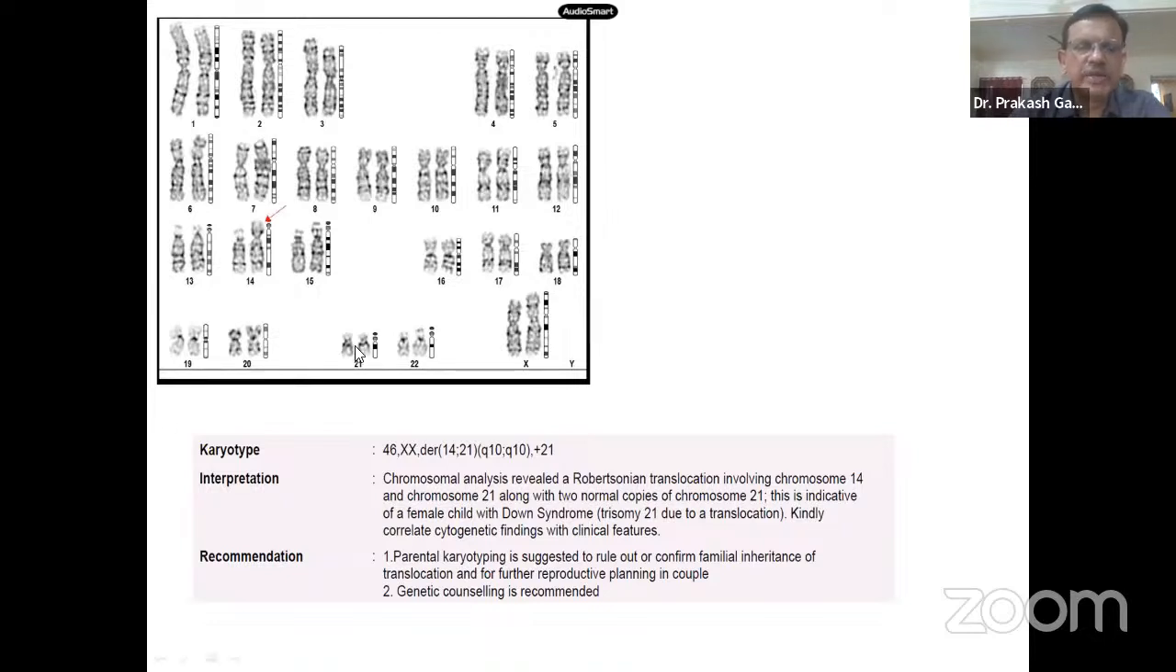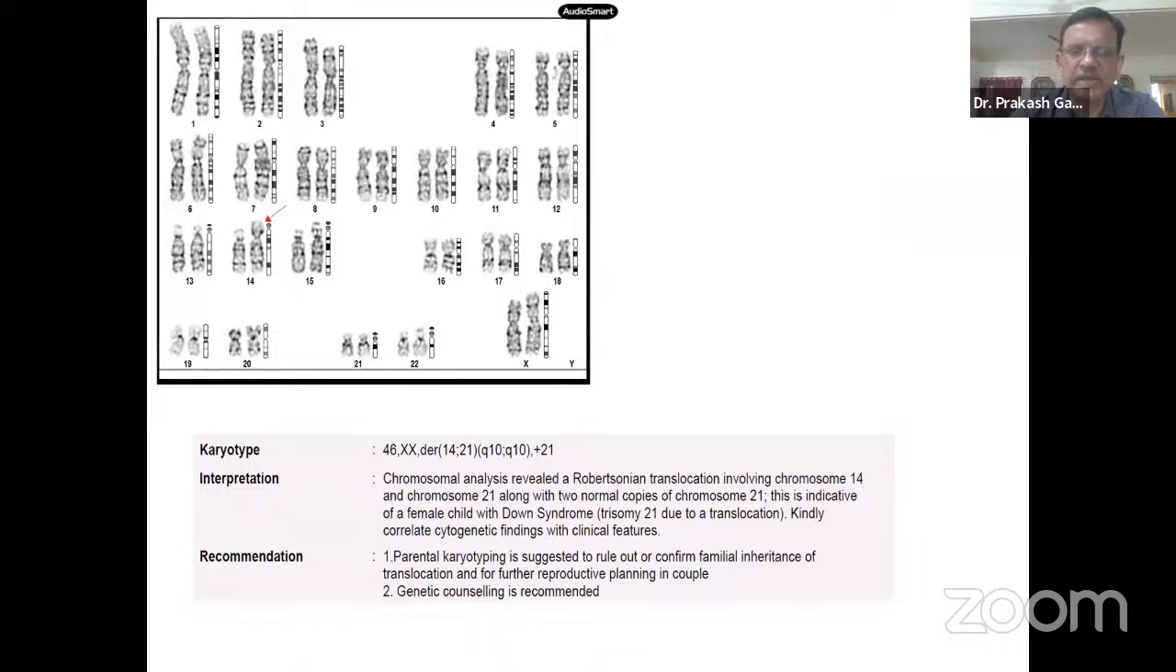Now, supposing the number is 45 only, and the copy number of the 21st is the usual, the same, then it is a translocation carrier. It is not a translocation Down syndrome, but it is a translocation carrier because the total amount of chromosomal material is the same.